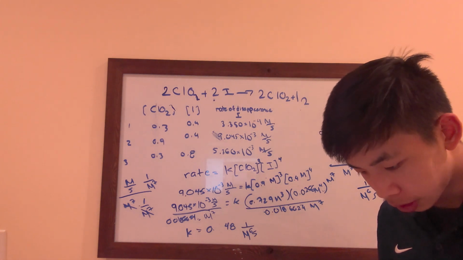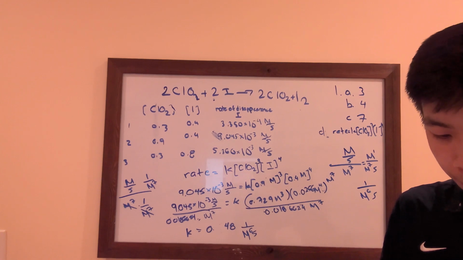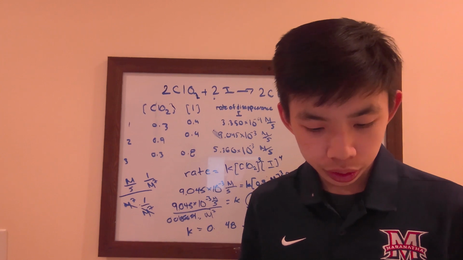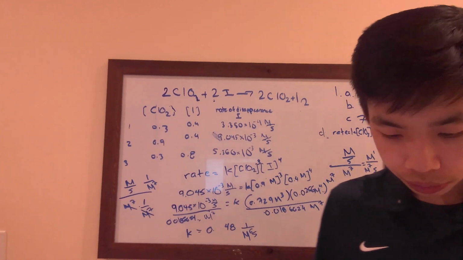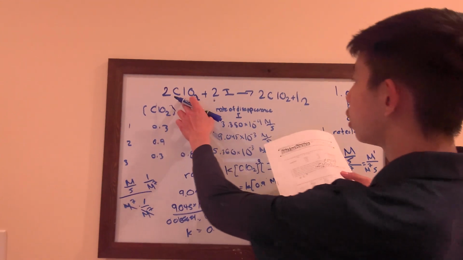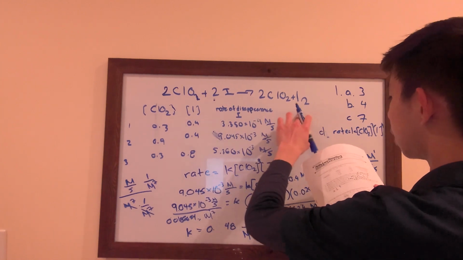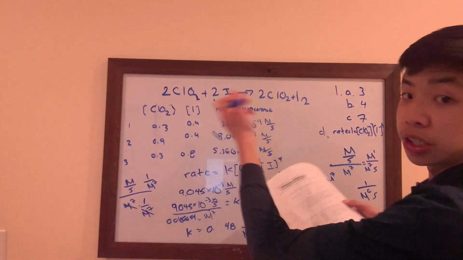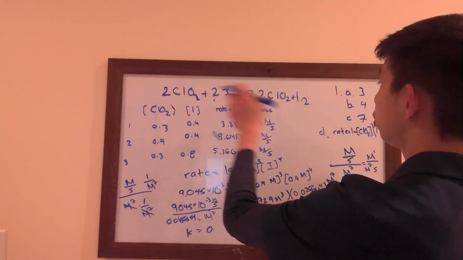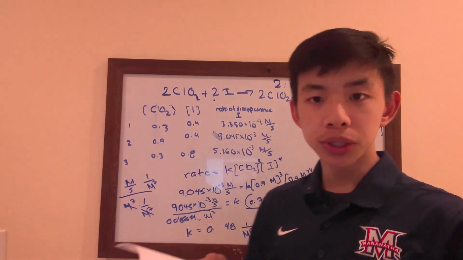Okay, cool. Now F. How does the rate of disappearance of ClO2 compare to the rate of disappearance of I2? The rate of disappearance for ClO2 is right here, because disappearance is in reactants, and the appearance of I2 is right here. It's the same thing as in skill practice 42. It's just ratio, 2 to 1, because there's a coefficient of 2 and a coefficient of 1. So just 2 to 1. Boom.